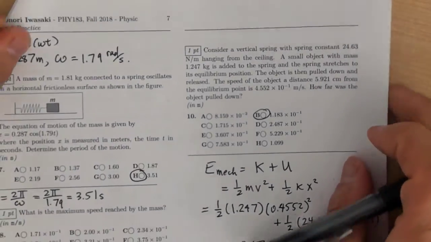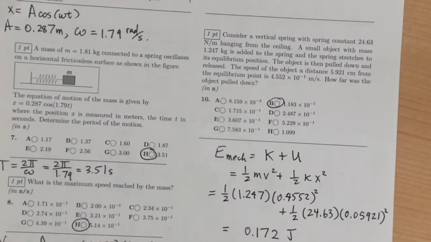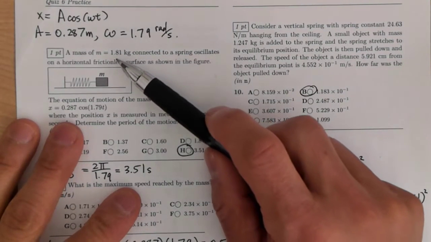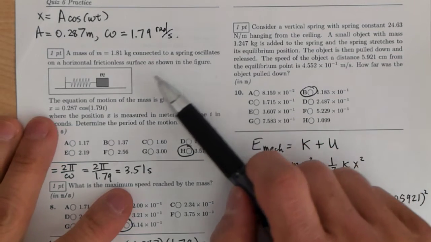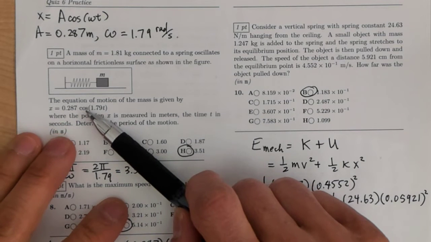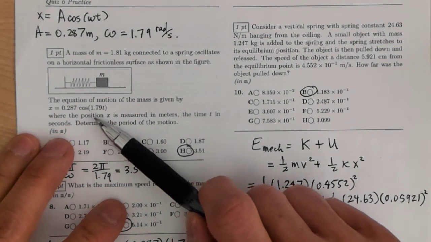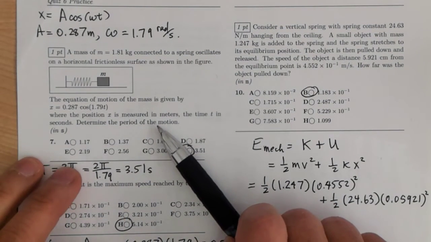Okay, next problem. Mass m is equal to 1.81 kilograms, connected to a spring, oscillates on a horizontal frictionless surface as shown in the figure. The equation of motion is given by x is equal to 0.287 cosine 1.79 t, where x is measured in meters, time t is in seconds. Determine the period of the motion.